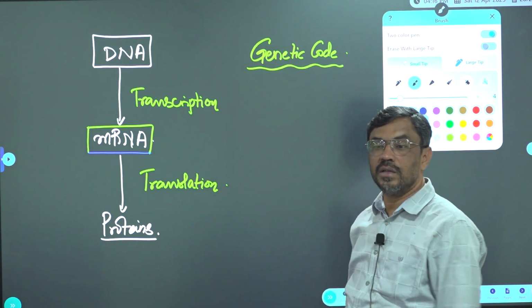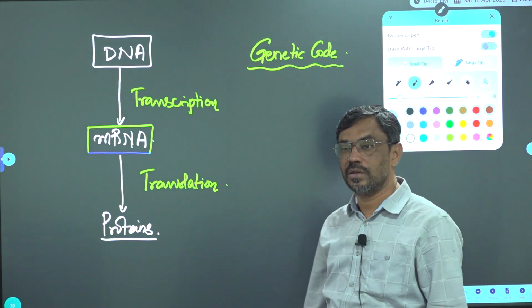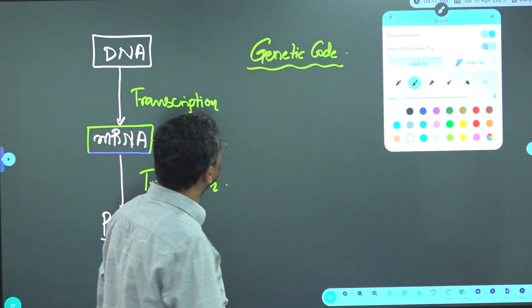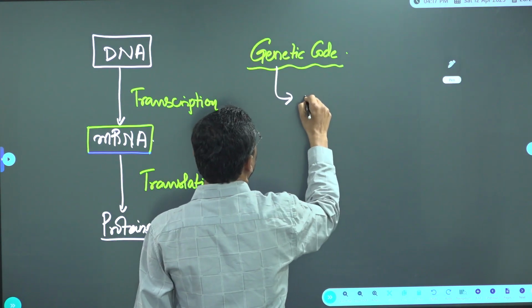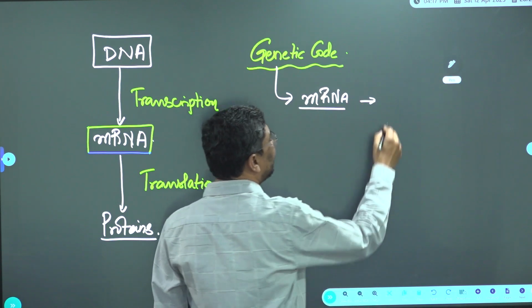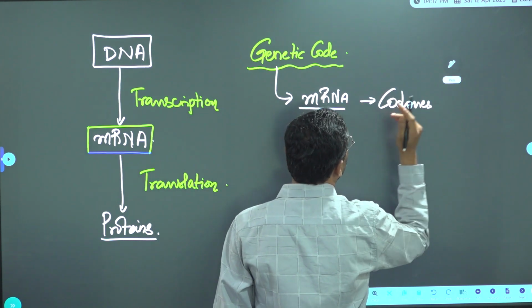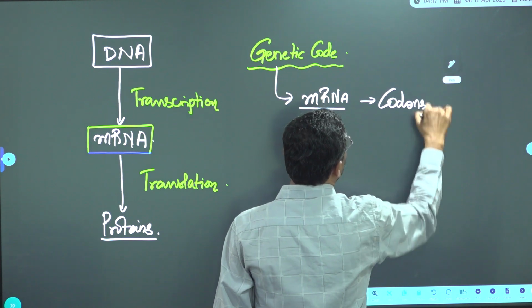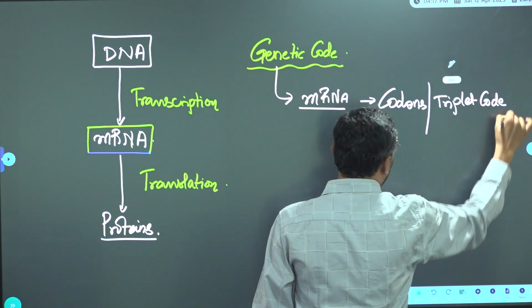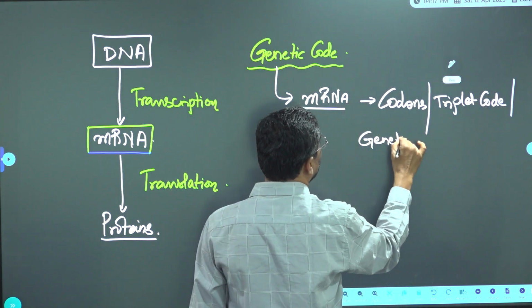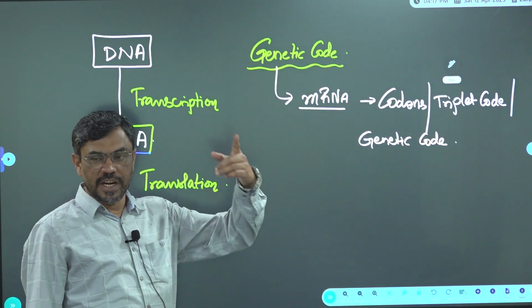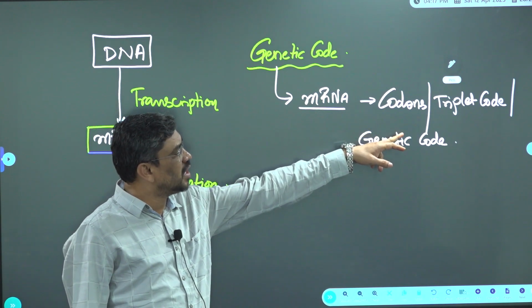In mRNA, the genetic information is stored in the form of codons, or in the form of triplet codes, or it is also called genetic code. So in mRNA, the genetic information from DNA will be stored in the form of codons, triplet code or genetic code.